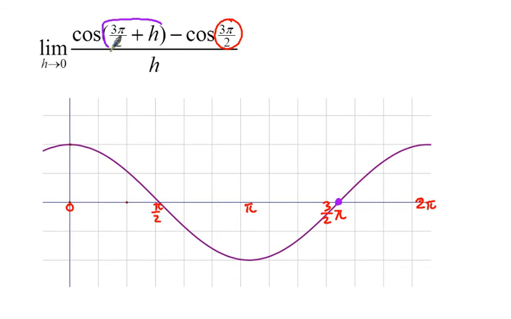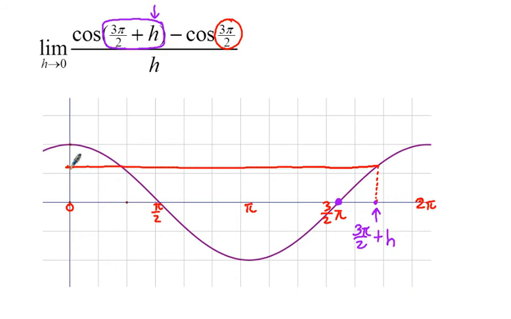And then this other input is something that's a little bit larger than 3 pi over 2. So let me just mark that on here. Here's 3 pi over 2 plus just a little bit more. And if we look at what the function does right there, this is the output that goes along with the cosine of 3 pi over 2 plus h. And the y-coordinate of this point, which apparently is 0, is the cosine of 3 pi over 2.